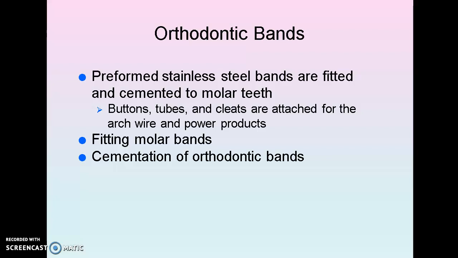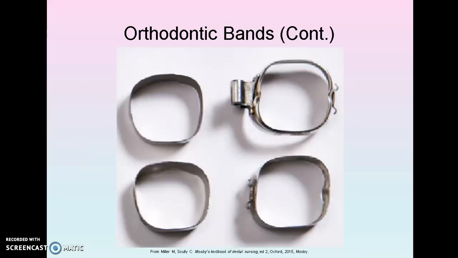Orthodontic bands are pre-formed stainless steel bands that are fitted and cemented to molar teeth. They typically have little buttons or tubes and cleats that are attached for the arch wire and power products to attach themselves. The bands are then fitted to the molars, and then we cement them with usually a glass ionomer or polycarboxylate cement. The cementation of orthodontic bands is done by the dentist or the orthodontist.